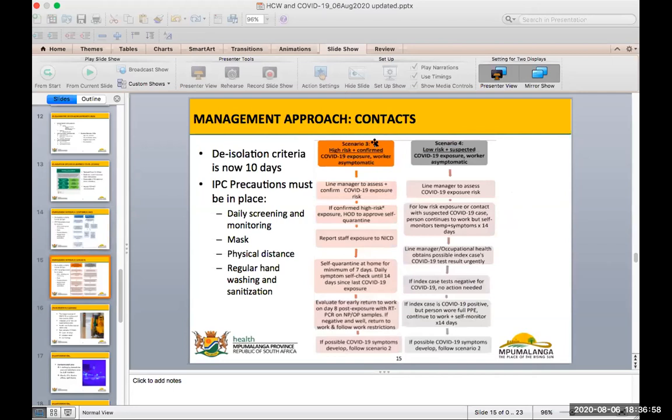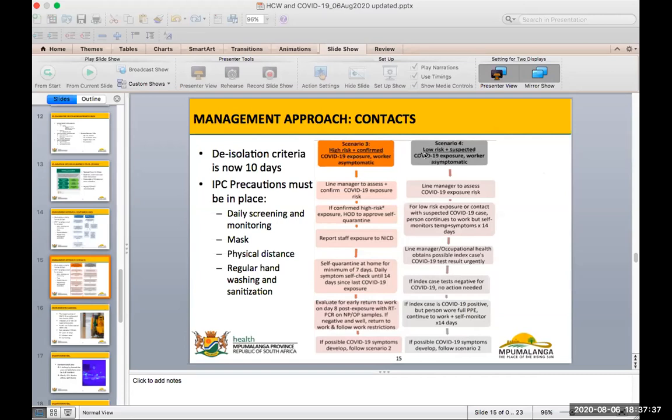In the case of scenario 3, a high-risk contact to a confirmed case, like I said before, you will be allowed to go home for 7 days to quarantine, and then after 7 days you return to work. You monitor your symptoms for 14 days. If anything happens between day 1 and day 14, say you develop symptoms, you're eligible to go and do testing. If you wish to return to work early, you need to provide PCR negative results on day 5.